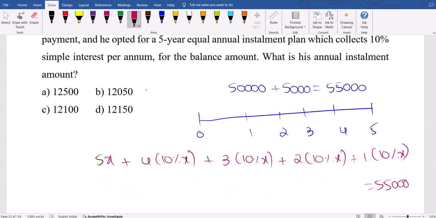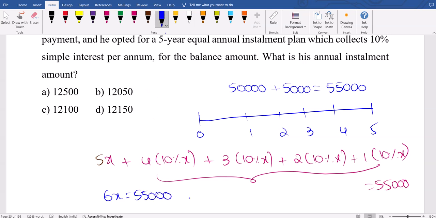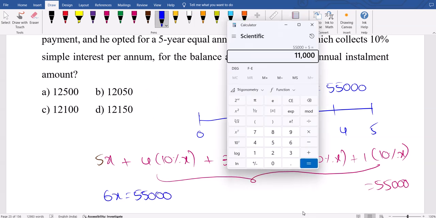5X, plus 40, 30, 20, all this is nothing but equal to X. 6X equal to 55,000. X value is 55,000 divided by 6.